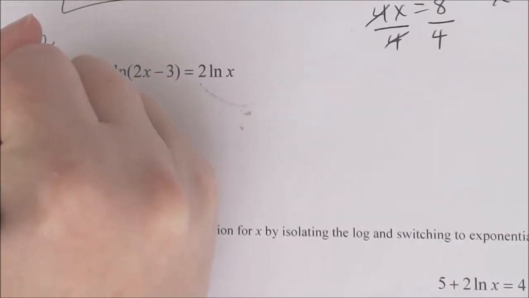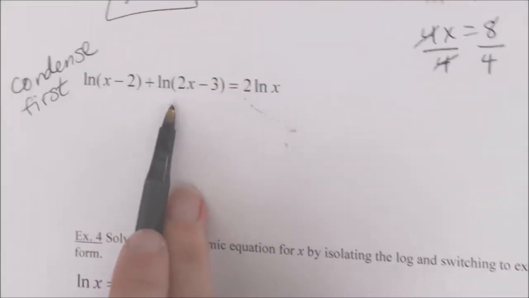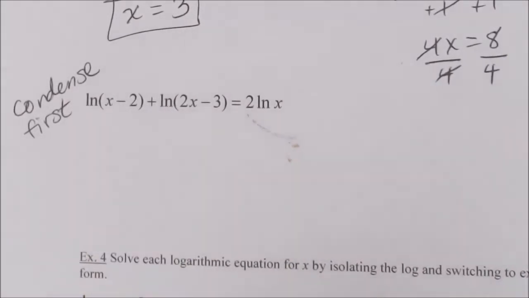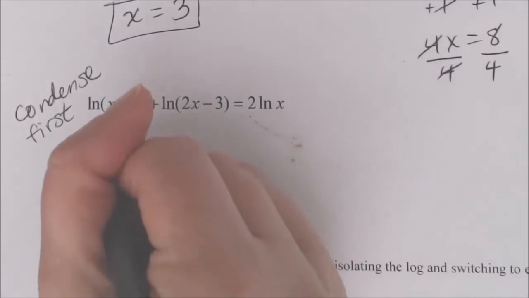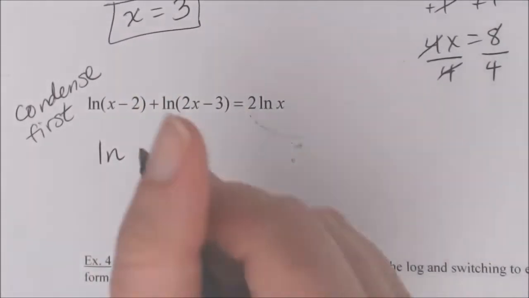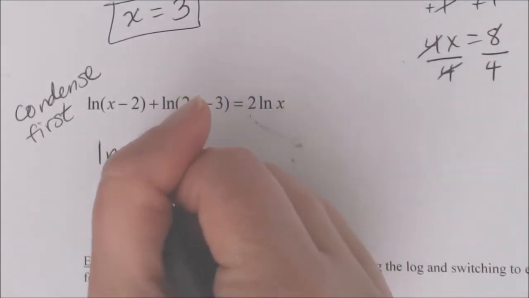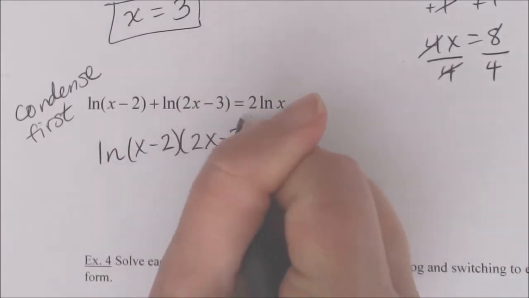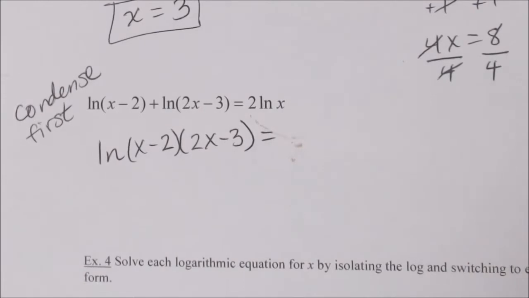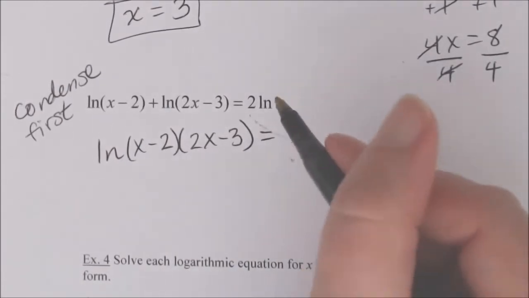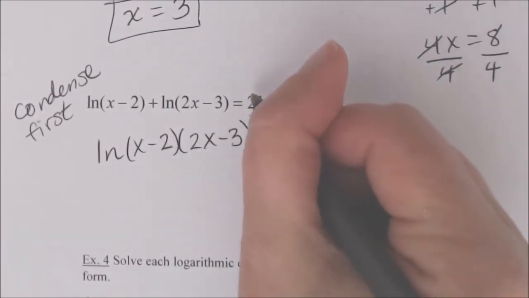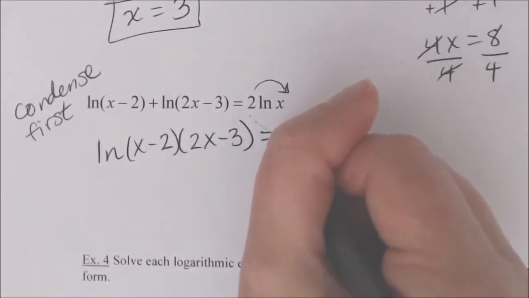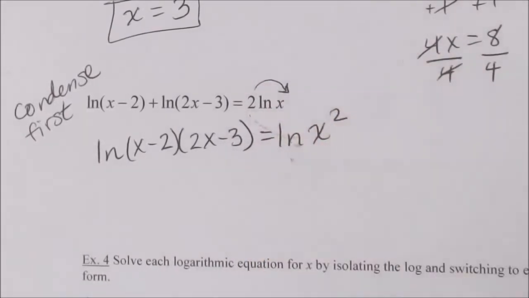So remember that when we add logs together to condense, what property are we going to use? We're going to condense this into a single log and use multiplication. So we're going to have the natural log of x minus 2 times 2x minus 3. And that equals, let's condense on the other side. Remember the power rule. When you have a coefficient in the front of the log, you can move it back to the exponent position. So that gives you natural log of x to the second power.